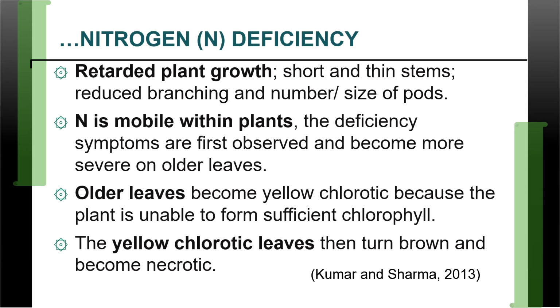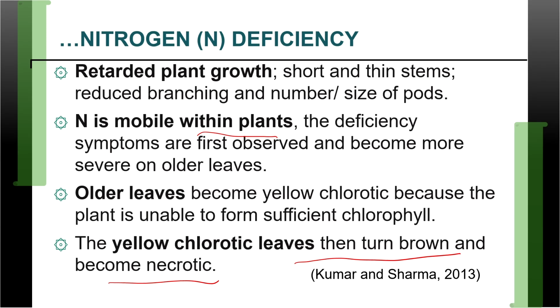And nitrogen is mobile in the plant system. If it is mobile in the plant system, that means the deficiency symptoms will appear on the lower leaves or lower part of the plant first, because it can be easily translocated to the upper part. It is mobile, so it will go to the upper leaves and the lower leaves will show the deficiency symptom, which is yellowing of the leaves. The yellow chlorotic leaves then turn brown and become necrotic if the nitrogen deficiency is severe, and if it continues, the leaf will die.